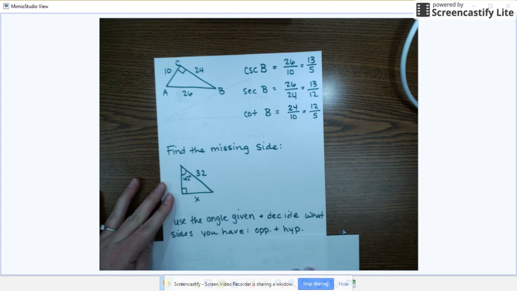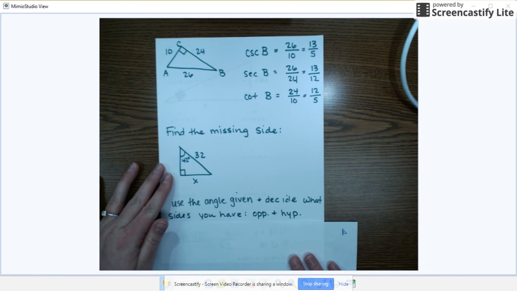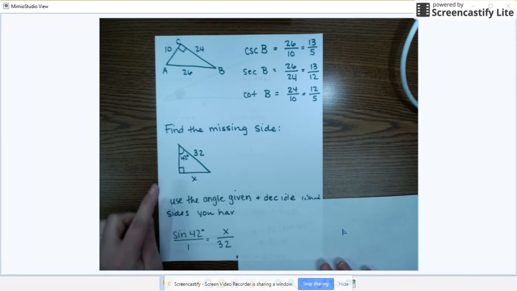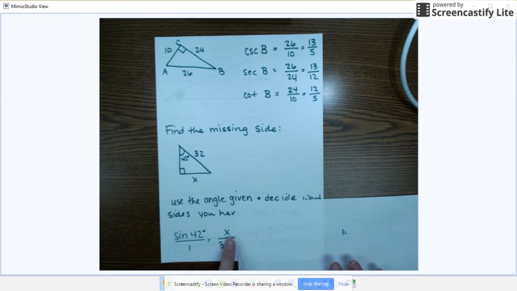Knowing that we have our opposite side and our hypotenuse, we have to decide which trig function uses opposite and hypotenuse, which is sine. So we set up this proportion. Sine of 42 equals our opposite side over our hypotenuse, so x over 32. And now we solve this proportion by cross multiplying and dividing.